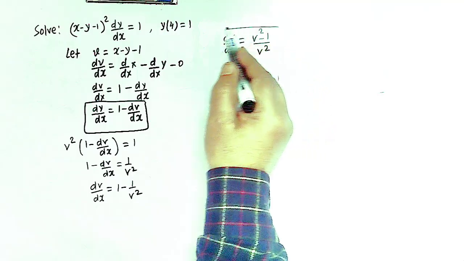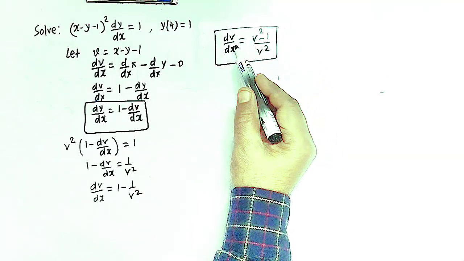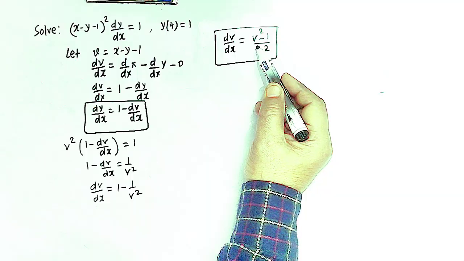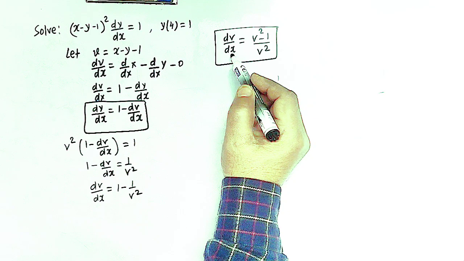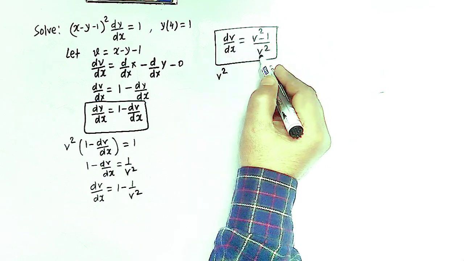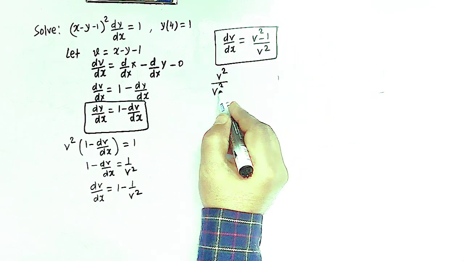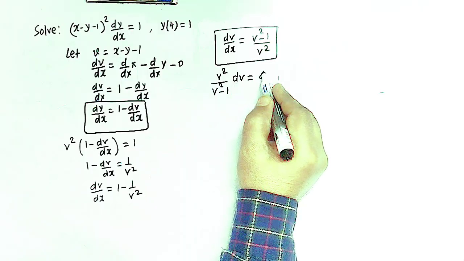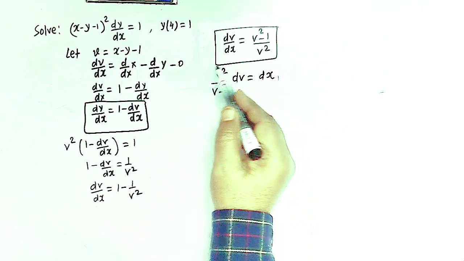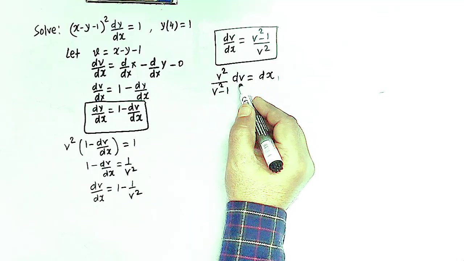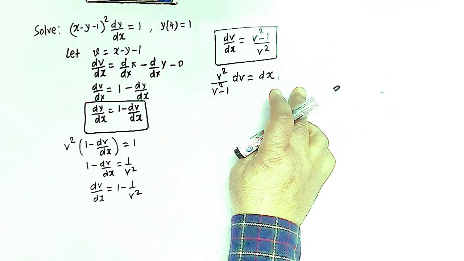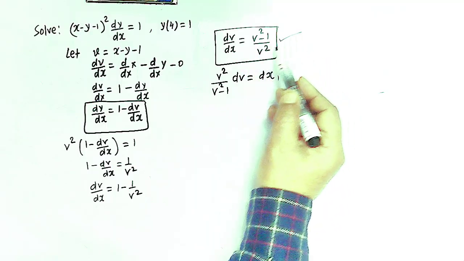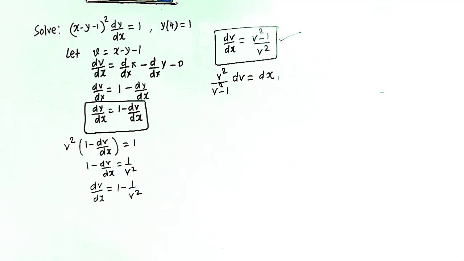So now we can write dv over dx is equal to v square minus 1 over v square. So now from this equation we can see that here we can separate the variables v and x. So separating the variables v and x, we have now here v square over v square minus 1 dv is equal to dx. So in the left hand side we have the variable v, and in the right hand side we have the variable x. So let us now integrate both sides. So this is a variable separable form of differential equation.